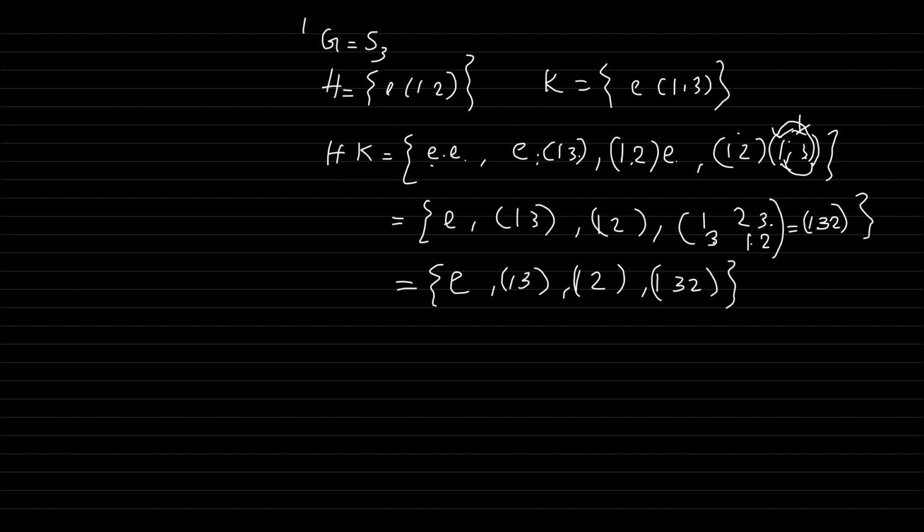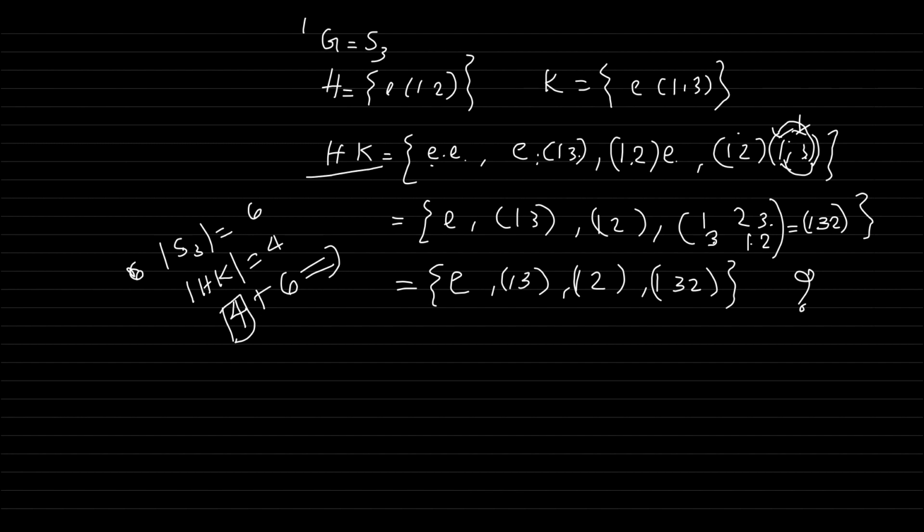Here HK is not a subgroup of S3. Why? Actually there are 6 elements in S3, which means the order of S3 is equal to 6. And from this the order of HK is equal to 4. But 4 does not divide 6, which means S3 does not have any subgroup of order 4. Therefore HK is not a subgroup.